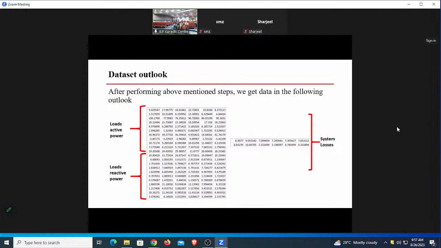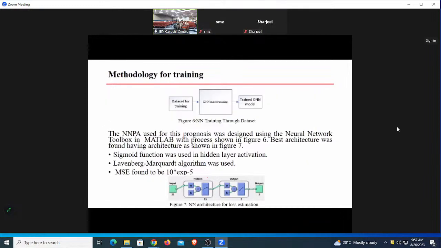Now that we have a data set prepared, we provided that data set to the DNN model for training. There were 22 inputs, because there were 11 load buses, so 11 active values and 11 reactive values, on which we trained the model. After tuning from scratch, we varied the neurons and found that this architecture, with input layer, hidden layer, and output layer, was predicting very well.